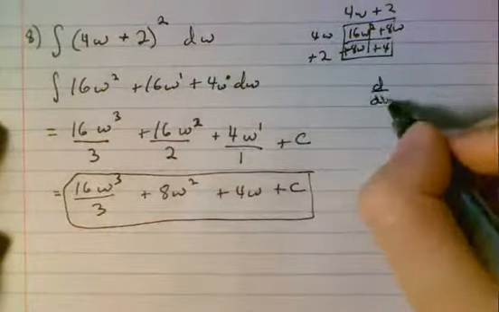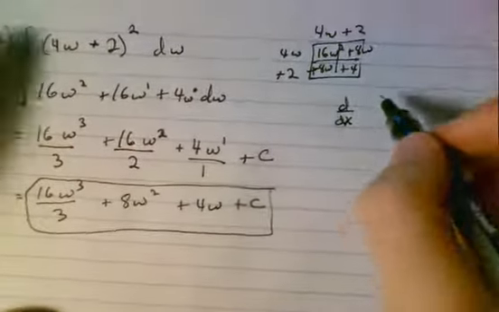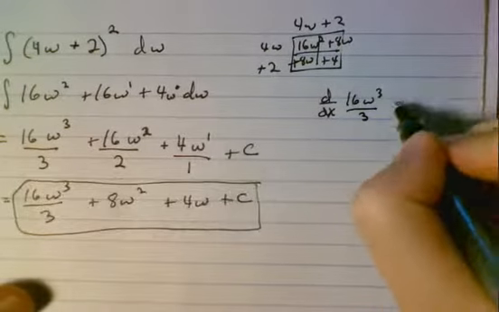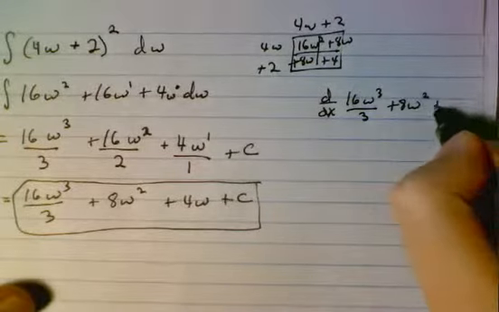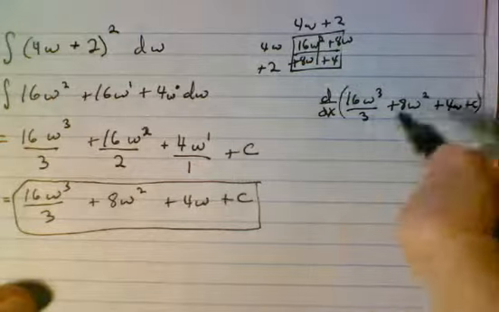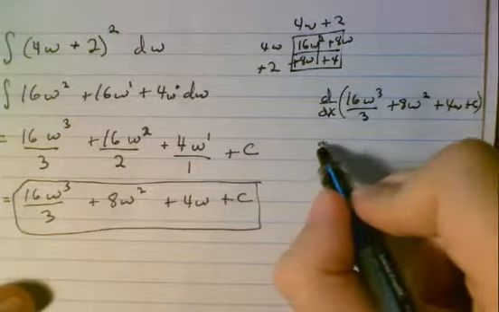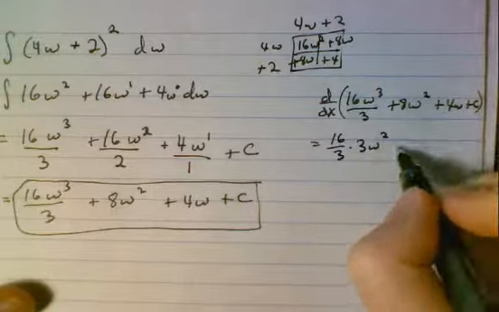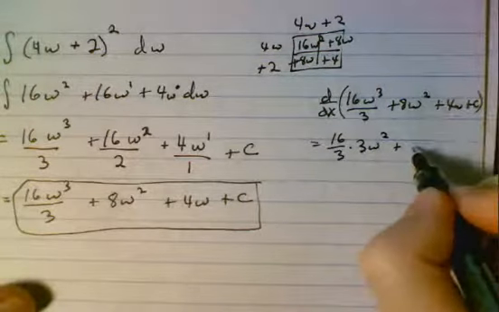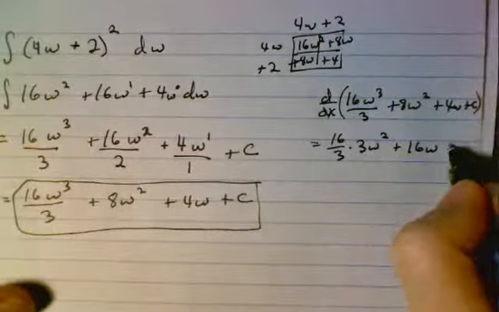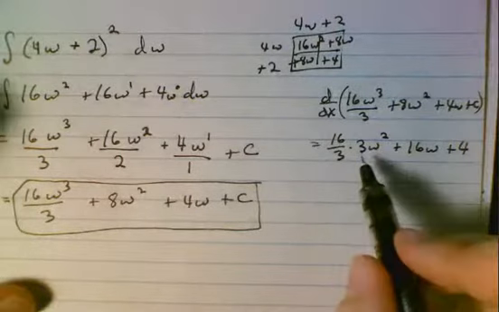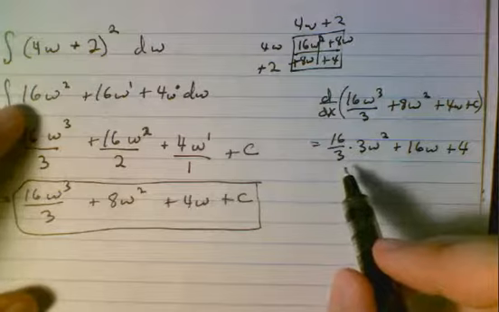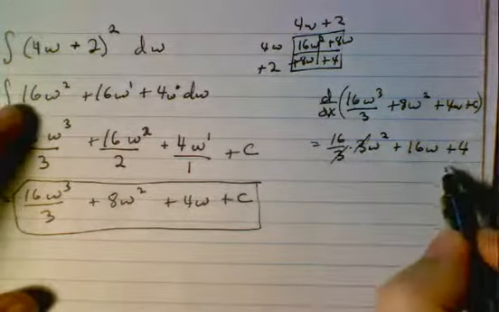And when we check our work, we bring down that 3, so we've got 16/3 times 3w squared, plus bring down the 2, 2 times 8 is 16w, plus 4. And that's what we ended up with here once those 3's cancel out.